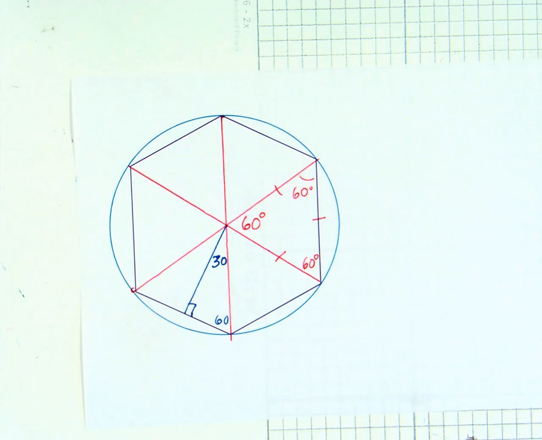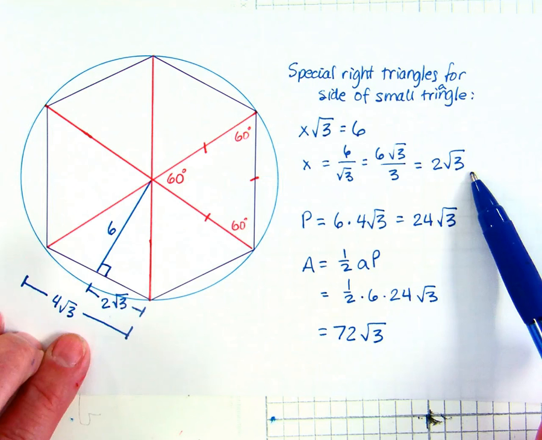The side length of the small triangle is 2 times the square root of 3. At this point, I can either go with the 2 times the square root of 3 and say there are 12 half sections, or I can go with the side length of 4 times the square root of 3 and say there are 6 sides. Either way, I'm going to get 24 times the square root of 3. I substituted into the formula for area, 1/2 the apothem times the perimeter, and I get 72 times the square root of 3 is the area of the hexagon.